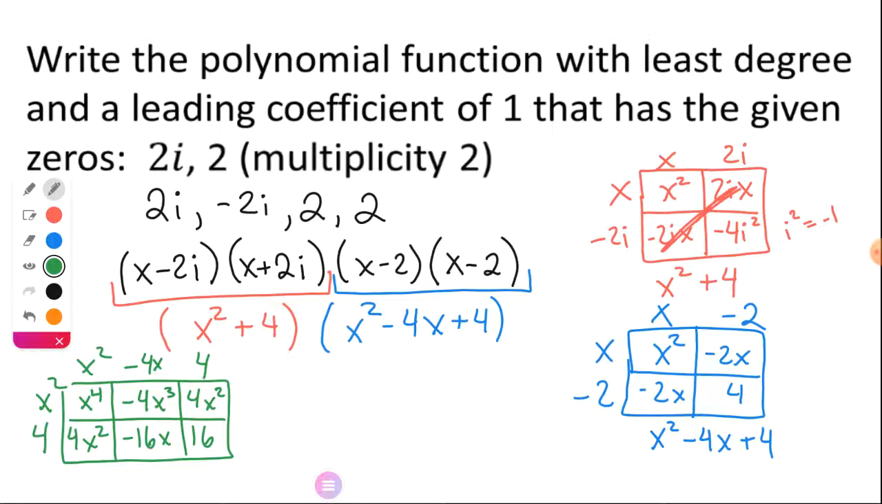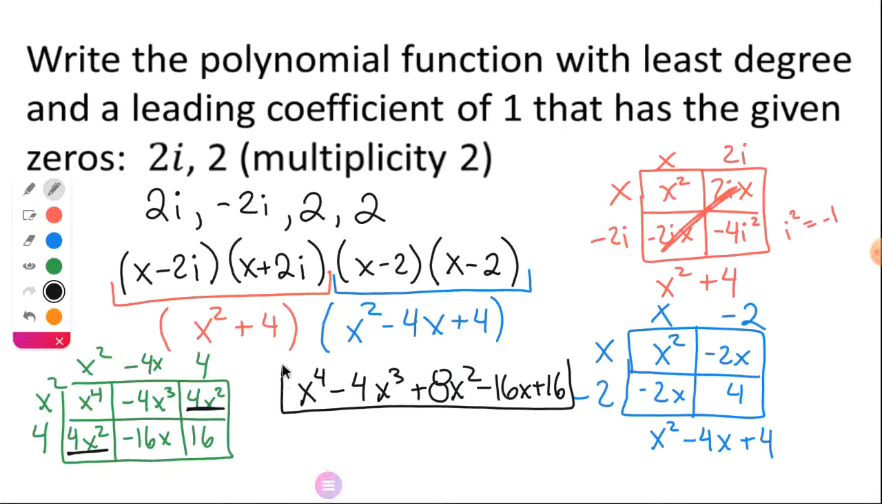Okay. Putting together our like terms, this will be our final answer. Our fourth degree only has 1, so that's x to the 4th. Our third degree also only has 1, so minus 4x cubed. Our squareds, we have a 4x squared and a 4x squared, so that's plus 8x squared. And then our x term is a negative 16x plus 16 would be our final answer.